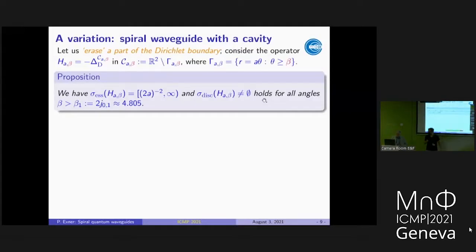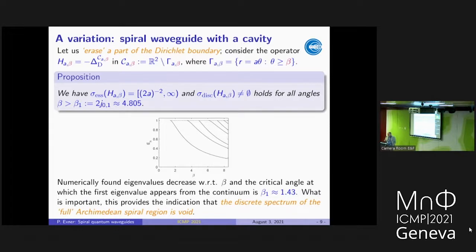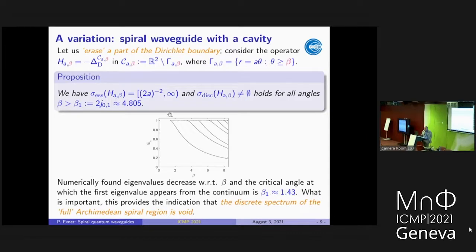Great. Okay. So now you can look. You can solve the problem numerically using finite element methods. And as you will see, the eigenvalues, of course, are monotonously decreasing with respect to the radius of the cavity. And you see that the estimate was quite rough, giving values three times what is real. But what is important, below this value there is nothing, which tells you that the full Archimedean spiral has, of course, no discrete spectrum.